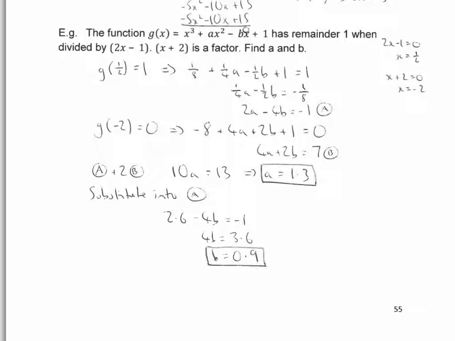Perhaps the easier one to use is that x plus 2 is a factor. So if you plug minus 2 in, the thing which makes this 0, you get an answer of 0. That's really still the remainder theorem. That's saying when you plug in the minus 2, you get no remainder because it's a factor.